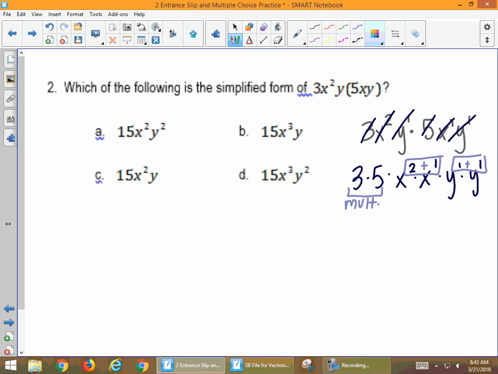You might not need to write the final answer if you have all of that written. Like if you're looking to save some lead, I can match this to what's going on over there, but I can't the step before. So 3 times 5 is 15. 2 plus 1 is 3, so it's x to the third. 1 plus 1 is 2, so it's y squared. 15x cubed y squared. B again.